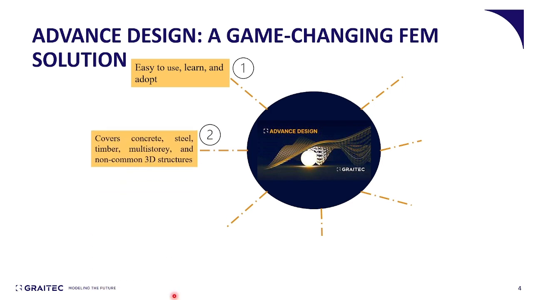It covers a wide range of materials. The user can use concrete, steel, timber, and can analyze and design non-common 3D structures and multi-story buildings. Of course, those materials can also be mixed in a project. So a project made of concrete with a steel roof, for example, is also something that an engineer can do in Advance Design.